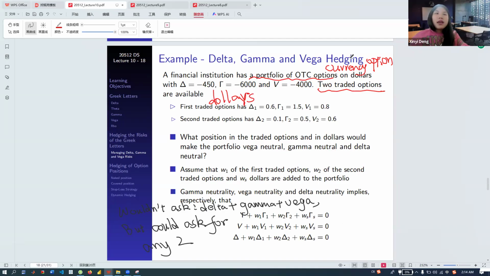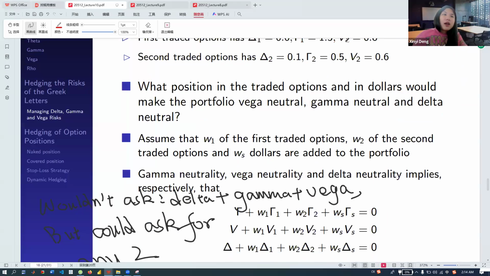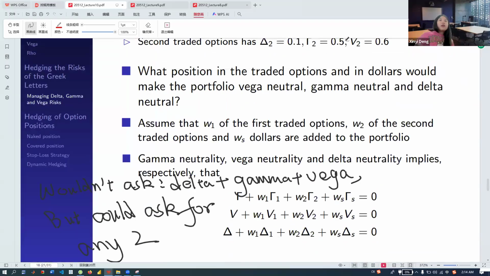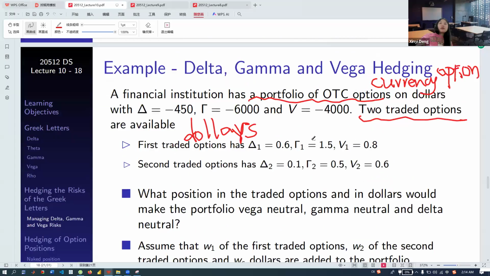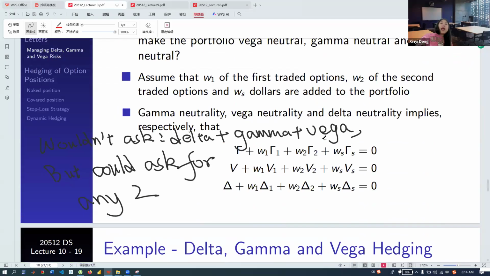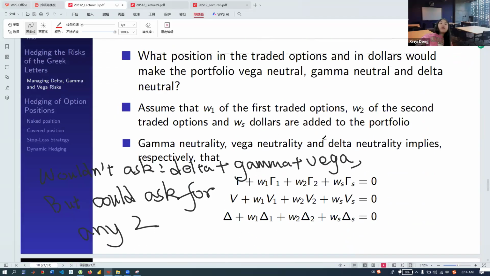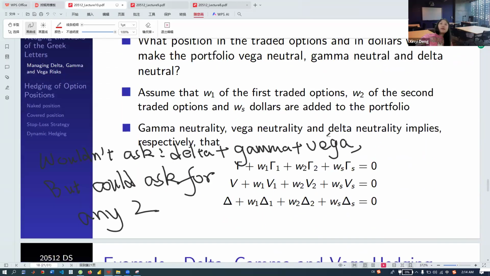Also, by the way, we wouldn't be asking for 3 neutrality at the same time, but we could ask for any of the 2. Because all the 3 is actually just too complicated, but any combination of 2 neutrality might be tested.